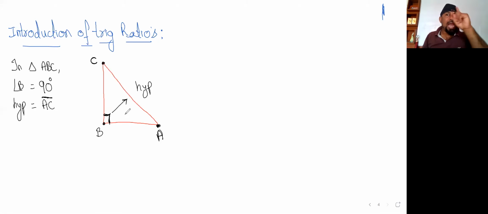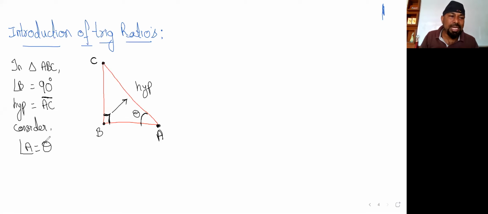For the time being, I would like to start the sum from A, and I want to take that angle as theta. As I am deriving the formulas, I don't want to go for C. I want to do the entire sum from A only. There, I have taken the angle theta. Consider angle A is equal to some unknown angle. In mathematics, when we don't know the angle, we take it as theta.